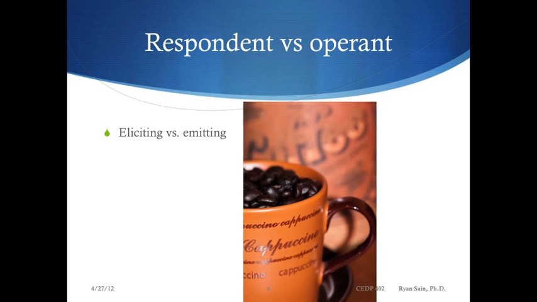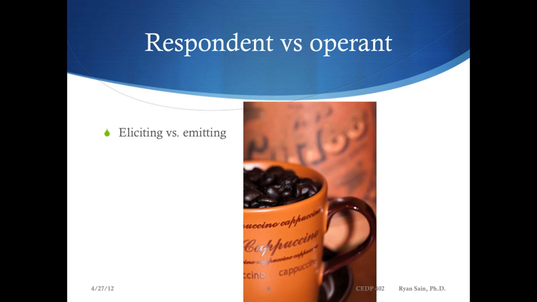All right. The differences between these two are really straightforward. Respondent conditioning, also known as classical conditioning, elicits a response. In other words, it's a reflex. You don't have a choice. With respondent conditioning, the response is coming. It's happening. No choice there at all. Right? Again, it's a reflex.